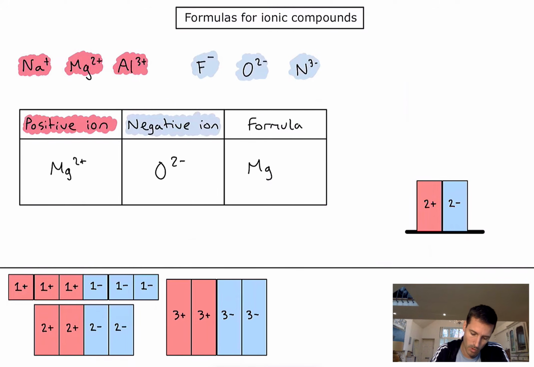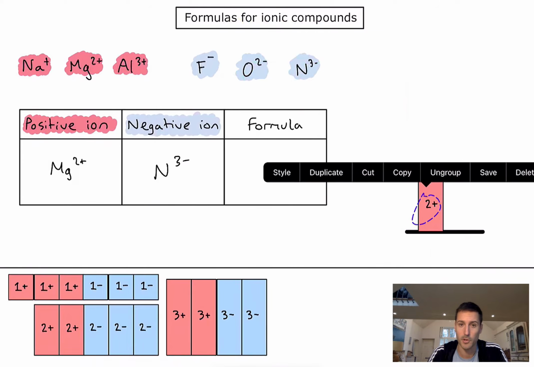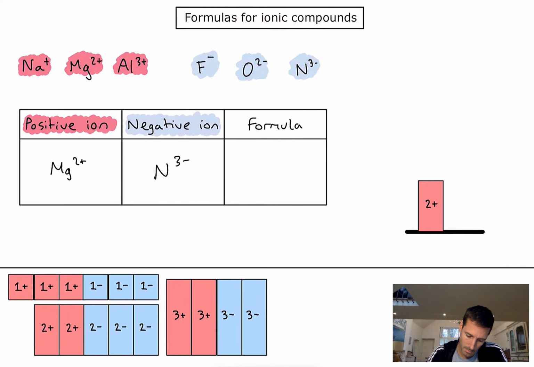Okay, let's try one more like that with magnesium. Let's take magnesium and the nitride ion, N3 minus. What do I need to do now? Well, again, my magnesium ion's got 2 positive charges. My nitride ion's got 3 negative charges. They're not balanced. I've got less positive charges than negative charges.